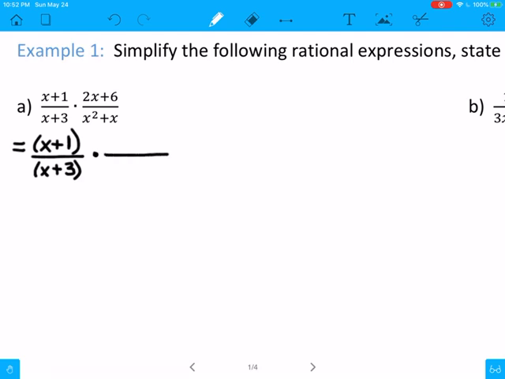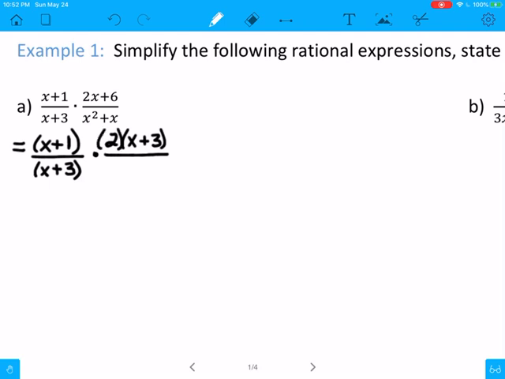Okay, the numerator on the right, or the top on the right, I can take out a GCF of 2. When I take 2 out of 2x, I'm left with x. And I take a 2 out of 6. 6 divided by 2 is 3. And then the 2 out front can just go in its own bracket.